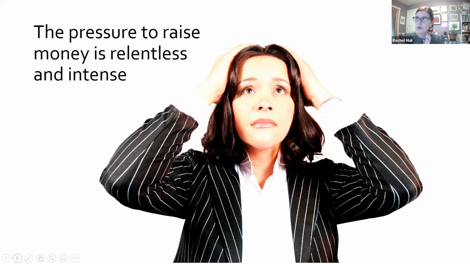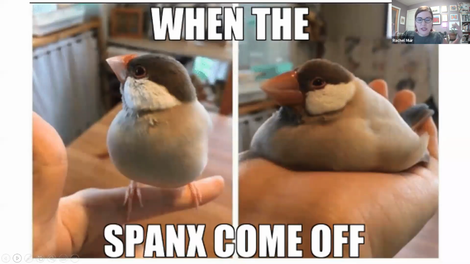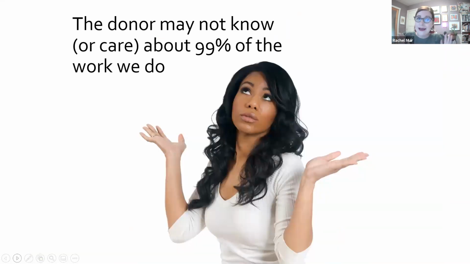Dawn, this is what the fundraisers want you to know. The pressure to raise money is relentless and it is intense. This is what it looks like when the Spanx come off. This is what it looks like after the event is over and we take off our Spanx, after the event is over and we're doing cleanup, and we've been holding it in, right? And this is what it looks like. The donor may not know or care about 99% of the work that we do, and that's okay. They don't have to be the expert.